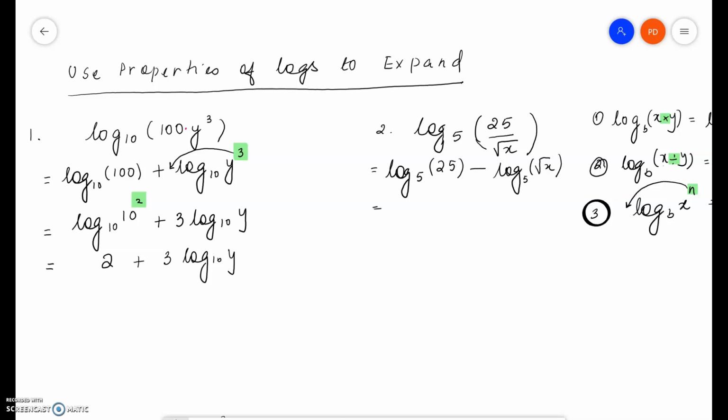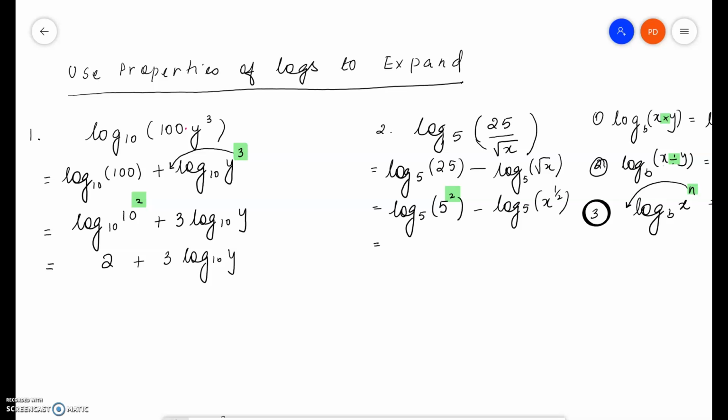Now remember, log of 25 can be evaluated without using a calculator if we could just write 25 as 5, the base, to the something. So let's try. So log to the base 5, 25 can be written as 5 squared. And why do we pick 5? Because that's the base of the log. If we could somehow write it as 5 to the something, then that exponent is the log of the number. Minus log of radical x, which is x to the half.